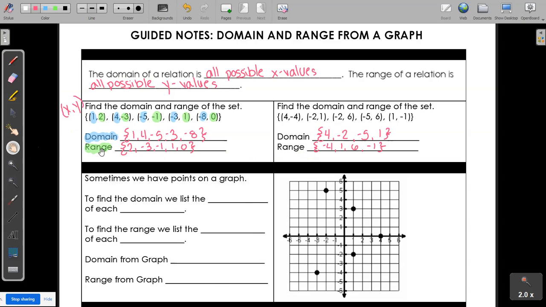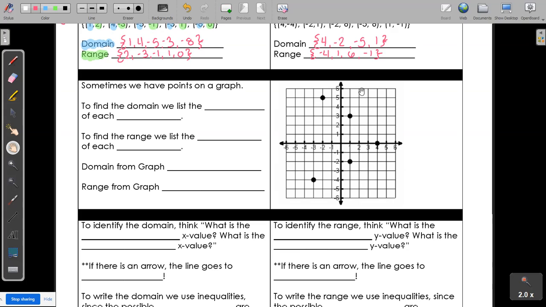We can also find the domain and range when we have a graph of points. To find the domain, we list the values of each x. To find the range, we list the values of each y. So, our domain. Let's start from left to right. Let's look at the x value of the very first point we get to. That x value is -3. So, we're going to list -3.